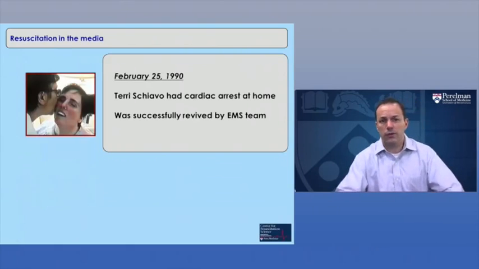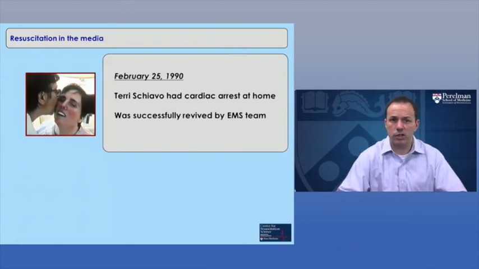A third famous cardiac arrest that's worth a brief mention was this unfortunate woman, Terri Schiavo, who had a cardiac arrest in 1990. Now, she was a young woman, and her resuscitation was successful. So she was restored back to life and to a certain degree back to healthy body function. Unfortunately, as is typical for many victims of cardiac arrest, she had crippling brain injury following her resuscitation.